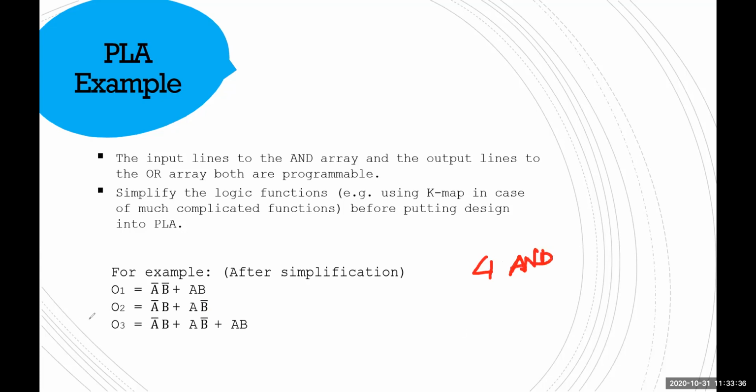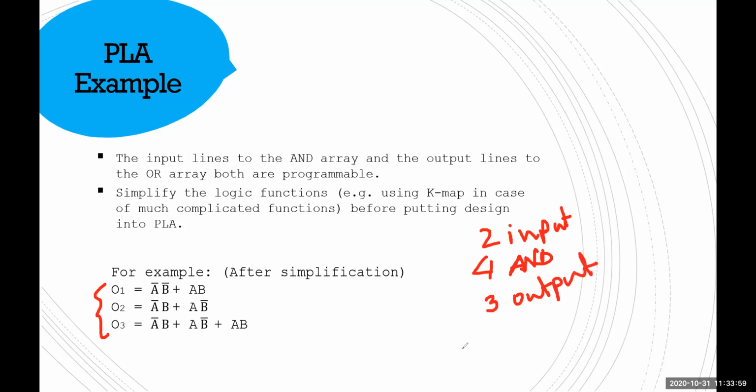How many inputs do you need? You can see there is nothing except A and B, right? A, B, A, B, A, B, everything is A, B. So you actually need 2 inputs. And how many outputs do you need? How many OR gates do you need? You need 3 outputs.